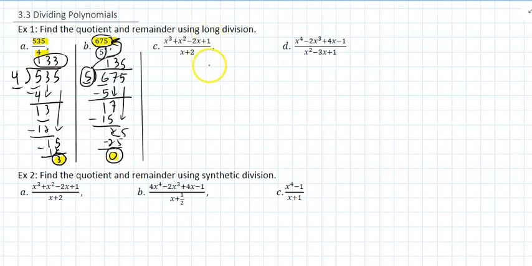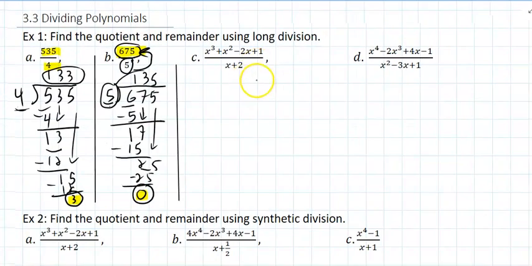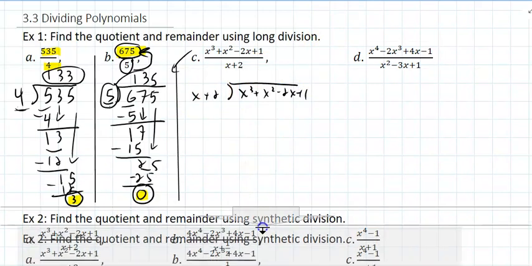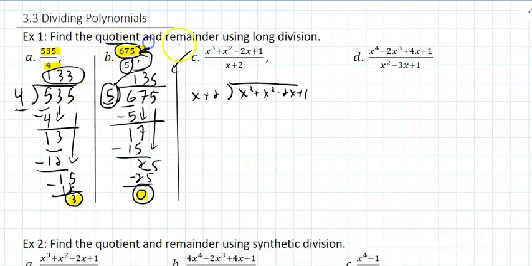Same idea applies here. If I go to these problems, I'm going to do the long division identically to what I did right there. I am going to take x cubed plus x squared minus 2x plus 1 divided by x plus 2. Oh, by the way, I forgot to mention. It says find the quotient and the remainder. The quotient is 133 and the remainder is 3. Versus here, the quotient is 135 and the remainder is 0.